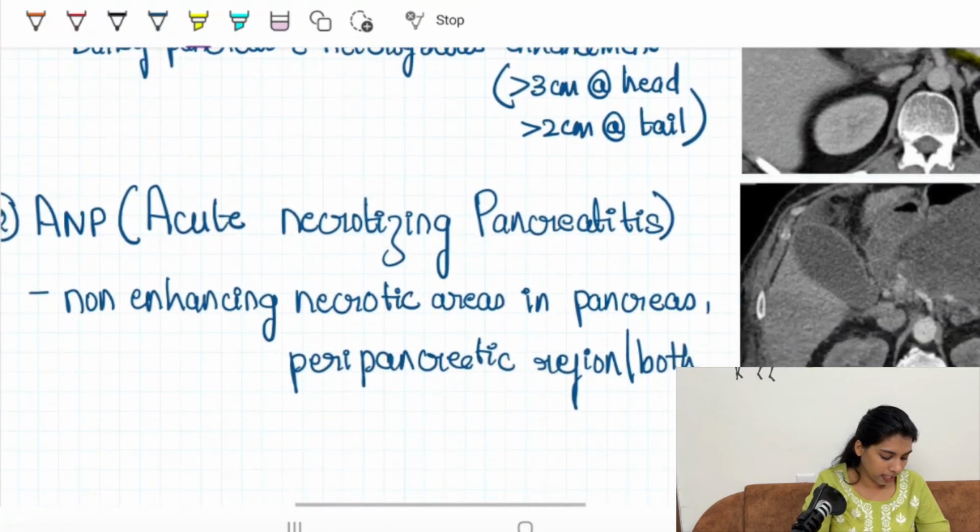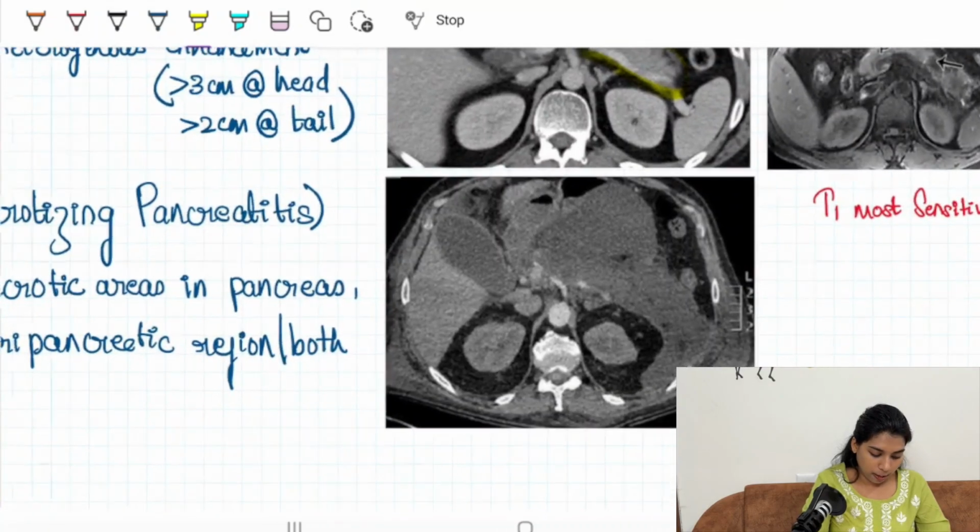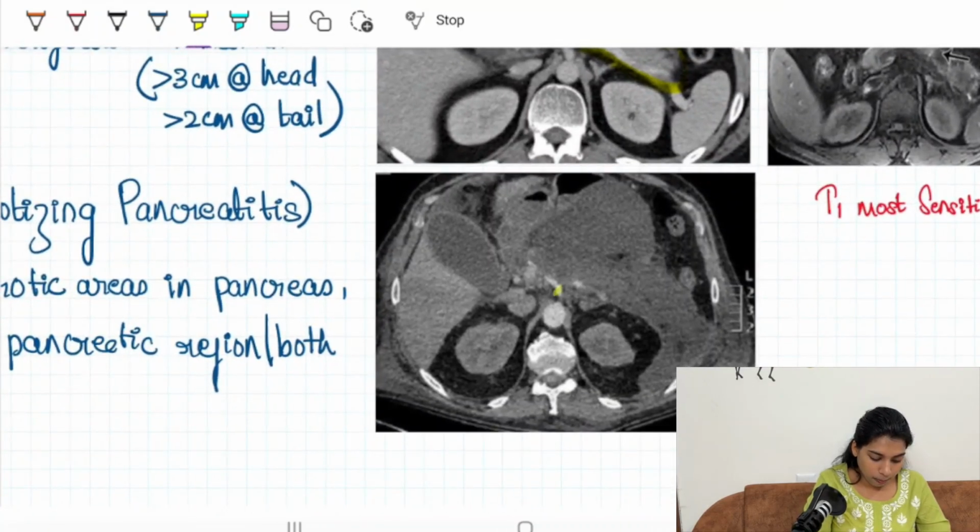Now we'll go to the next thing, that is acute necrotizing pancreatitis. Acute necrotizing pancreatitis is defined as the presence of a non-enhancing necrotic area within the pancreas or in the peripancreatic region or both, that is including both pancreas and peripancreatic region. Now we look at an example. We can see that in this example, the entire pancreas as well as the peripancreatic region is replaced by a necrotic collection with foci of air within. So this is a typical example of acute necrotizing pancreatitis.